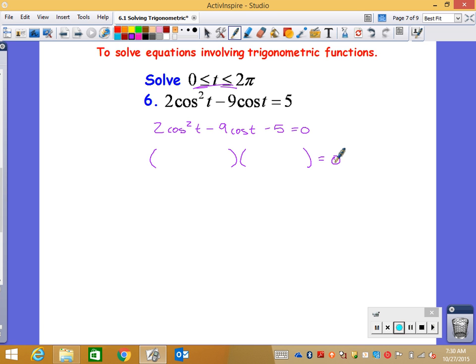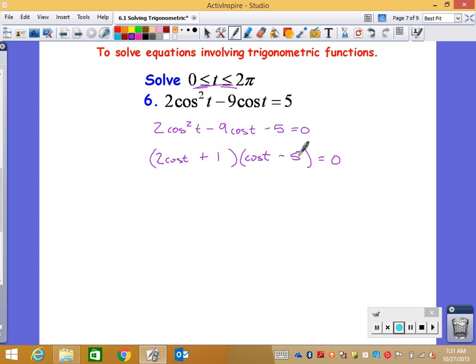So instead of having a 2x here, I'm going to have a 2 cosine t. If that's confusing to you, set x equal to cosine, do the whole problem with x's, and then at the very end, switch it back to cosines. Now my numbers are going to be the same. I'm going to have a +1 over here and a -5 over here.